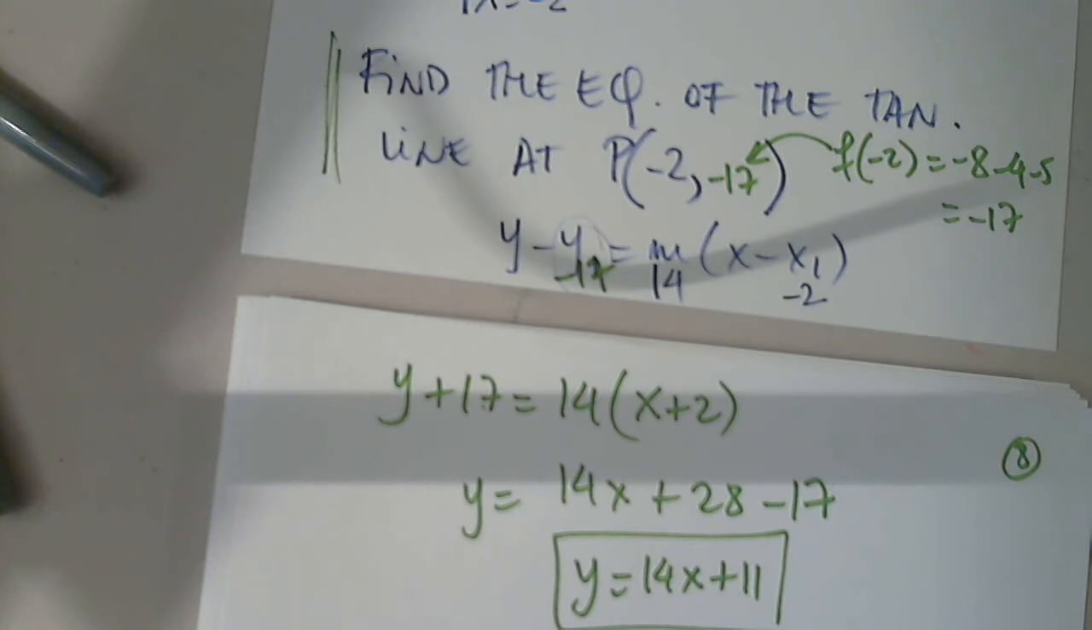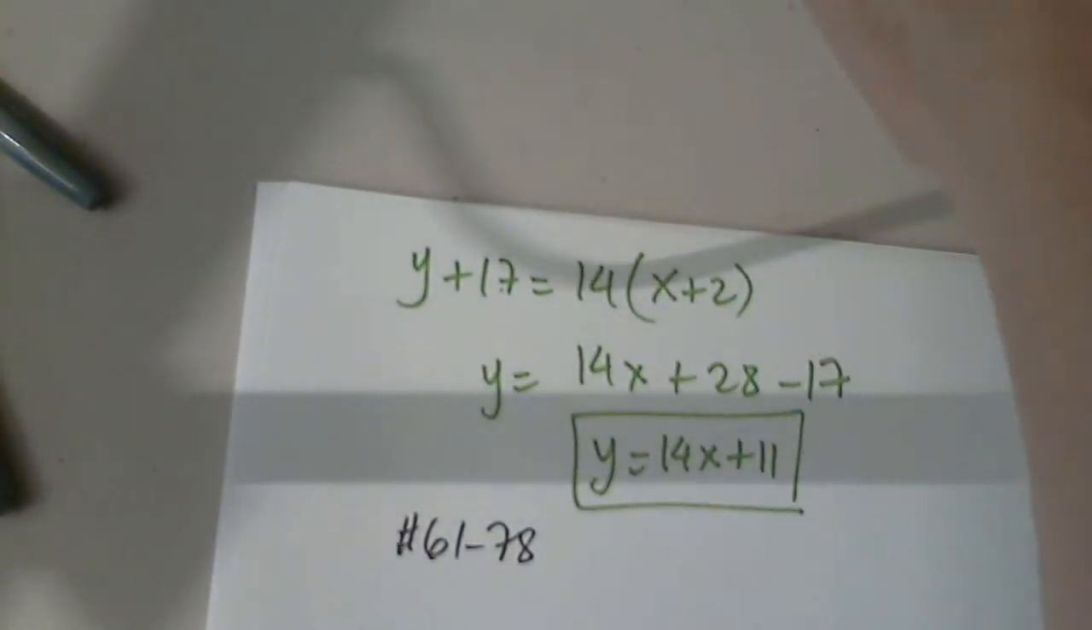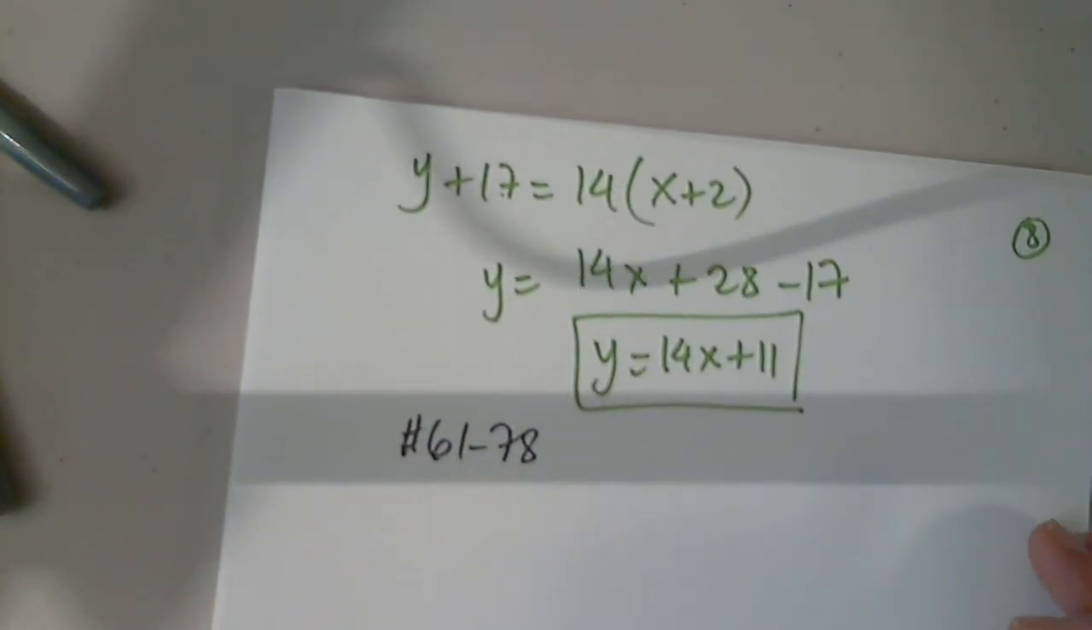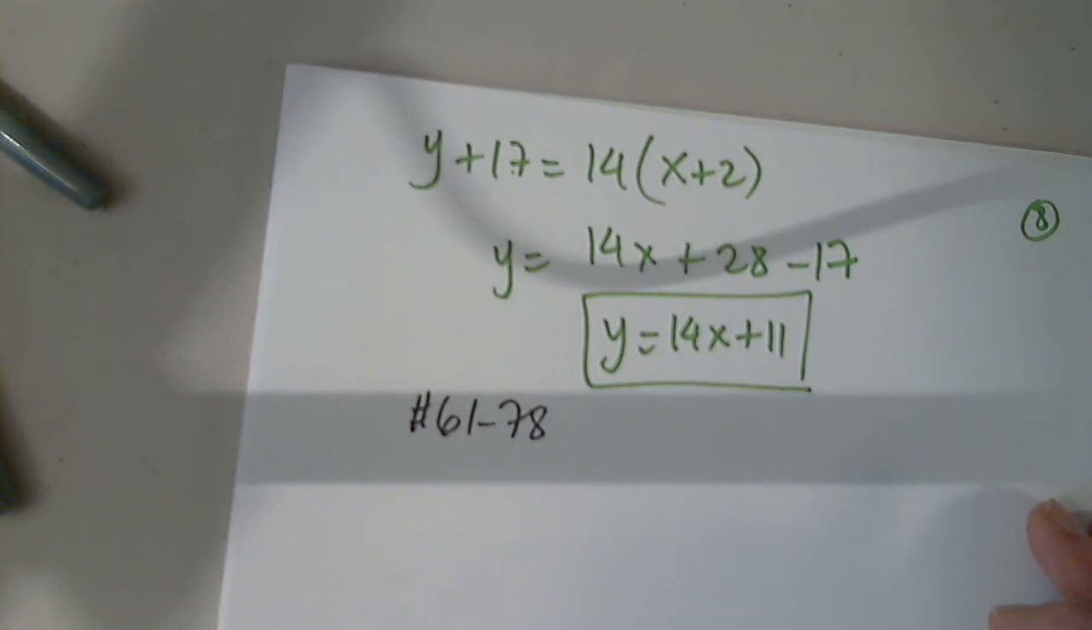Any questions? Any questions? Okay, would you like to choose something else? If not, I would like to choose from 61 through 78. Feel free to do so. If not, I will. Okay, let's say 78.